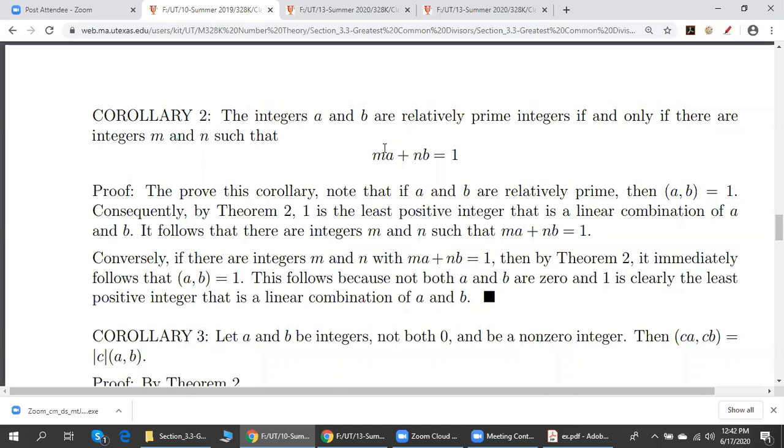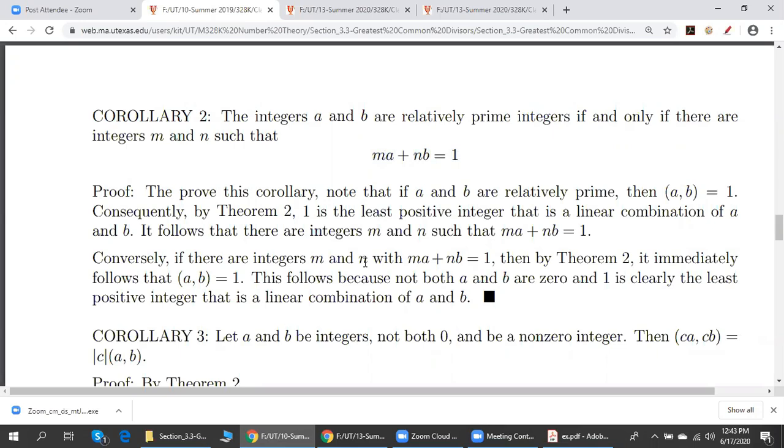First, let us assume that a and b are relatively prime. Means this. Let us go back to Theorem 2. By Theorem 2, since a and b are relatively prime, their greatest common divisor, which is 1, is a linear combination of a and b. Done. Vice versa. Suppose there exist integers m and n such that this is equal to 1.